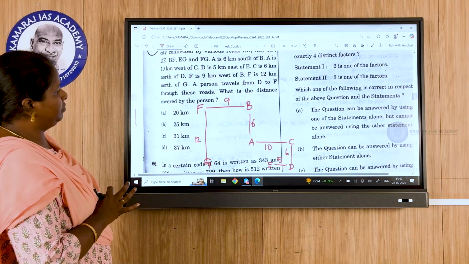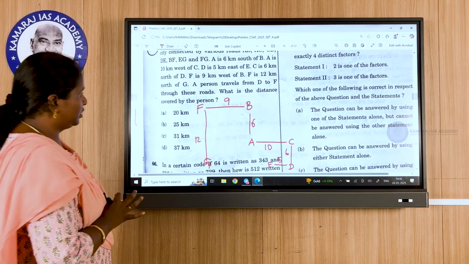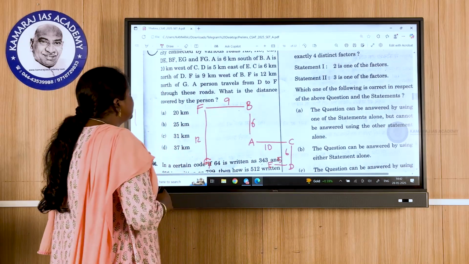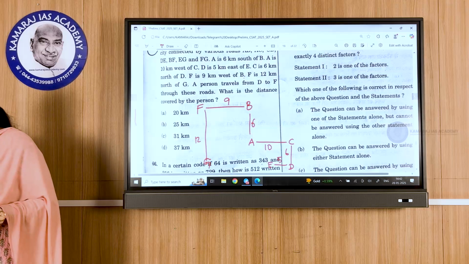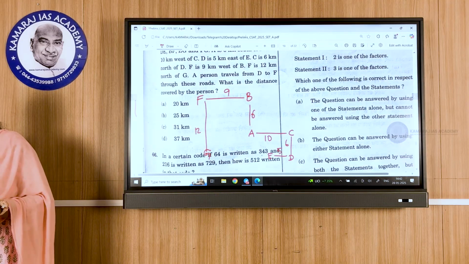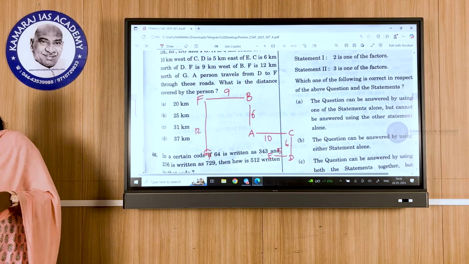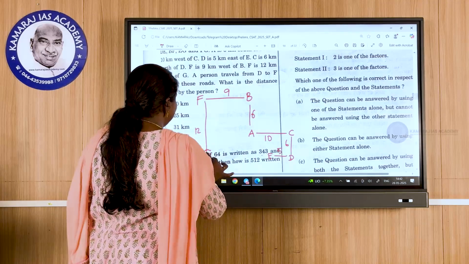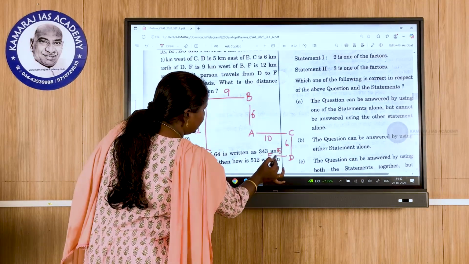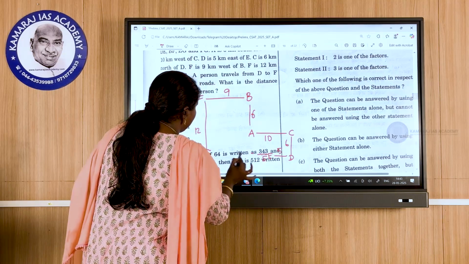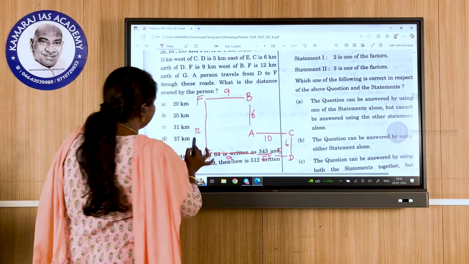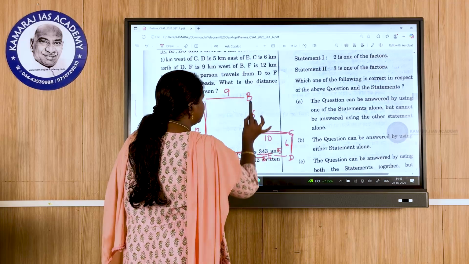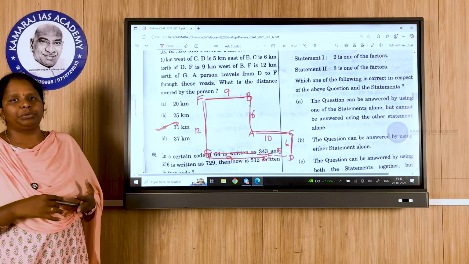A person travels from D to F through these roads, right? What is the distance covered by the person? So we have obviously 2 routes and both the routes will give you 31 kilometers. See here, first is DG plus GF. You can travel from DG and you can go from GF. So this measurement is 5 and this measurement is 5. Again, I have here 9. So 9 plus 10, 19 plus 12, I'll get 31. You can go from here to here, or you can go from this route. So both the routes will give you 31 kilometers, right?